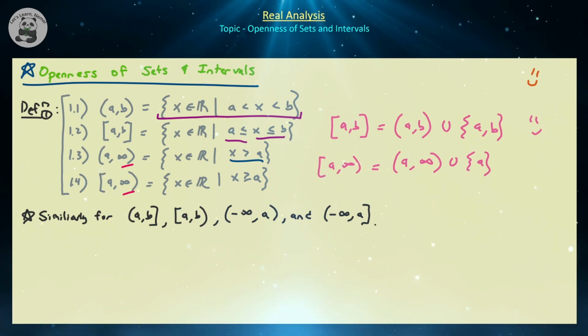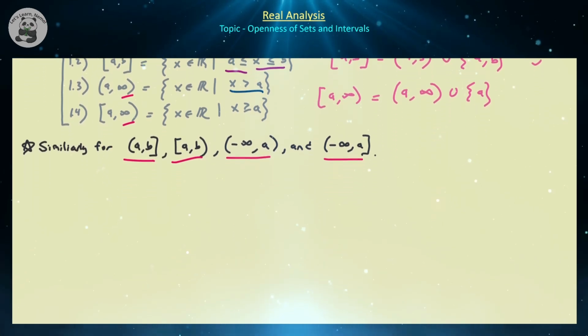Similar definitions can be made for half open, half closed intervals, such as parenthesis a, b bracket, bracket a, b parenthesis, and also for the left-hand side of the real line, in particular minus infinity to a and minus infinity to a inclusive, right? So the definitions for those are very similar.